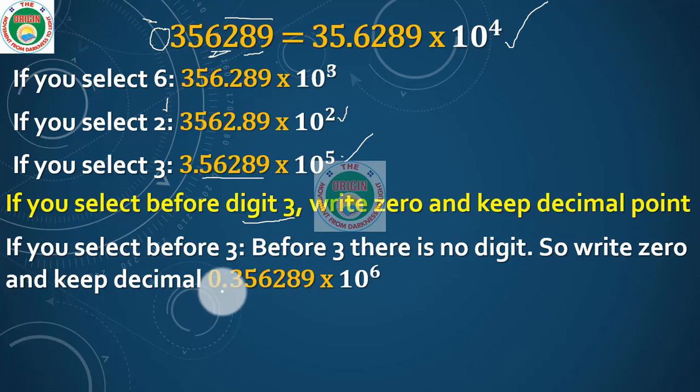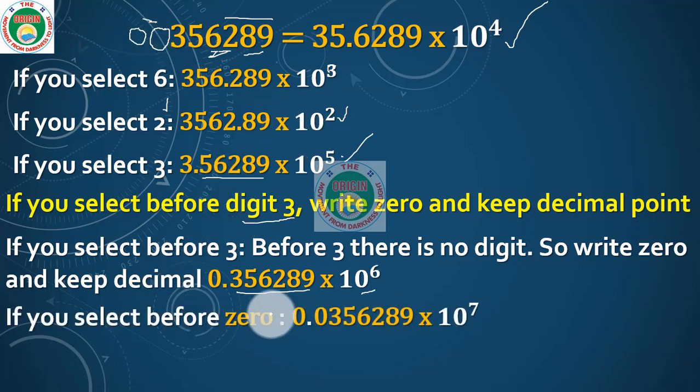That is, after 0, keep the decimal. Then write down the remaining digits as usual and 10 power 6. After 0, we are having 6 digits, so 10 power 6 is there. Another 0 also you may keep. So another 0, I am writing. That is the next one.